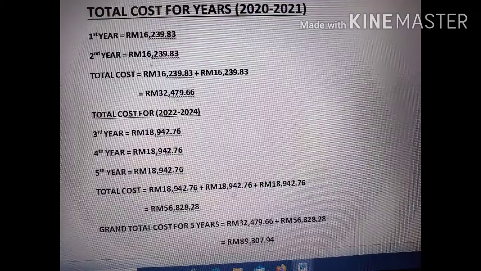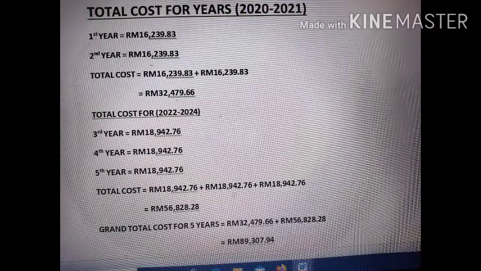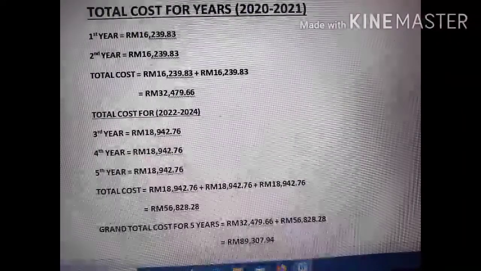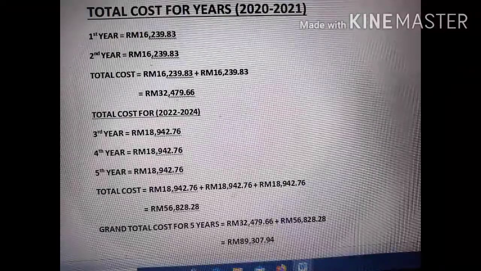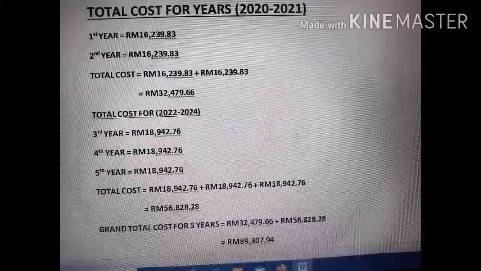After that, you total all the costs of 2022 to 2024. Okay, for 2022, you get 18,942.76, and for 2023 and 2024, you also get the same total, and you must add all the totals. The total is 55,828.28.